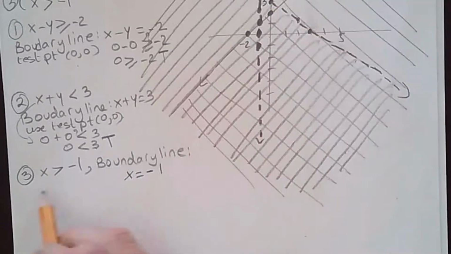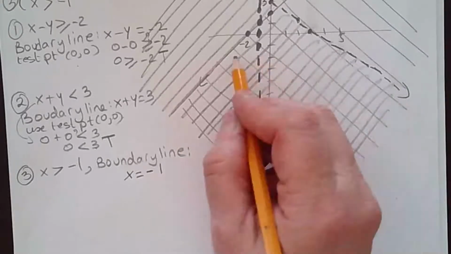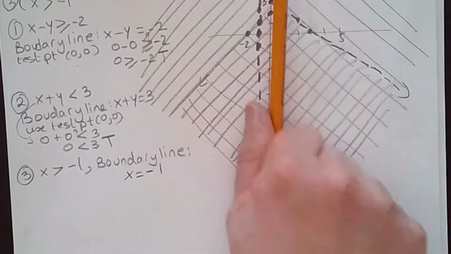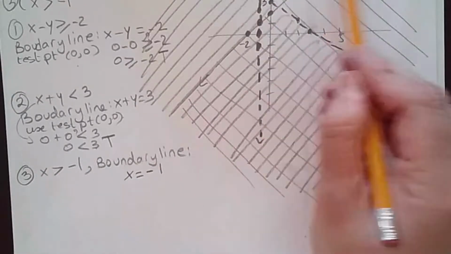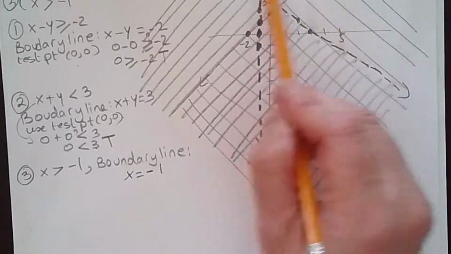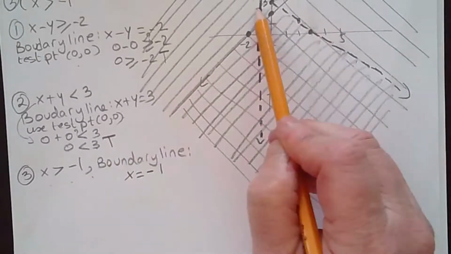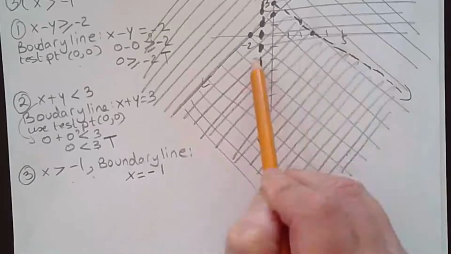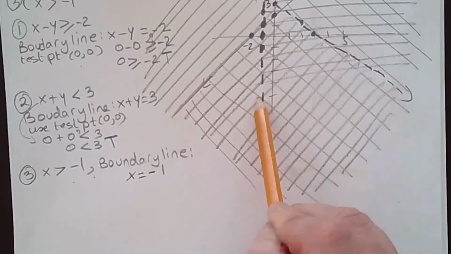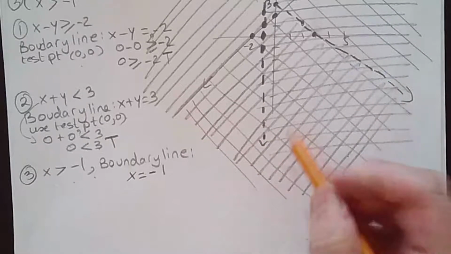So x greater than -1: anything to the right of -1 on the x-axis is a solution to x greater than -1. But if you're not sure, you can also use a test point. If you use 0, 0, it would be 0 greater than -1. Yeah, it's true. So then 0, 0 would be included in the solution region. So this goes on.